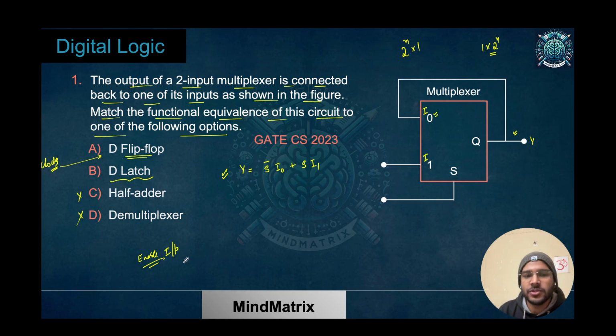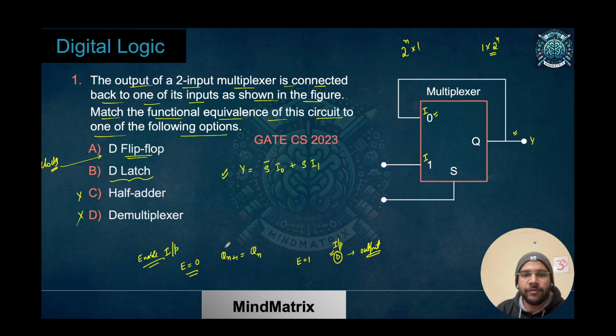So in case of the enable input, in case of D latch, when the enable value is 0, there will be no change in the output. That means we can say the next state Qn plus 1 will be the same as the previous state when enable is equal to 0 in case of D latch. When enable is equal to 1, in that case whatever is your input, that is going to be the output. This is how the D latch behaves, right? Now, carefully see here.